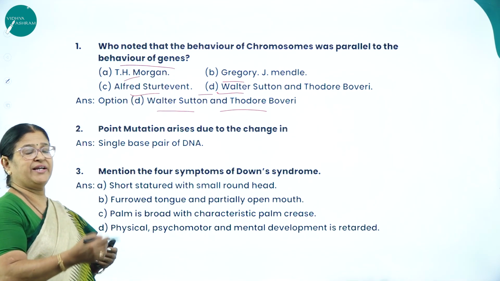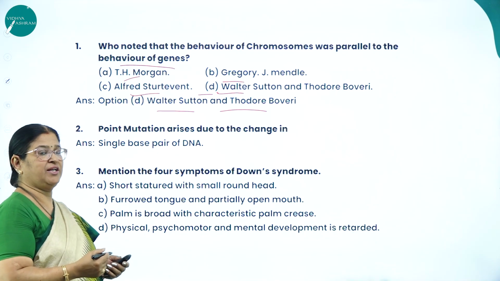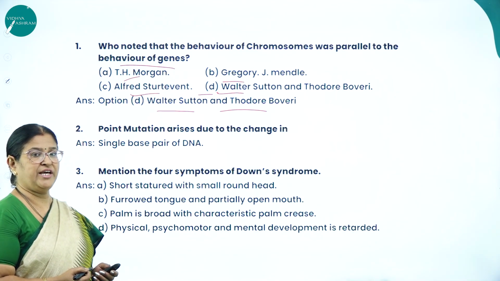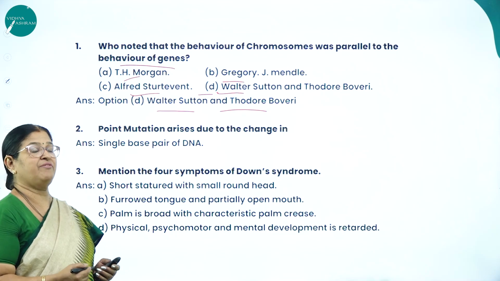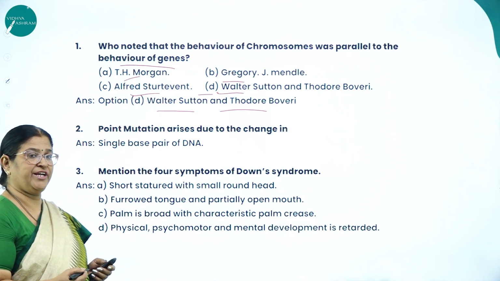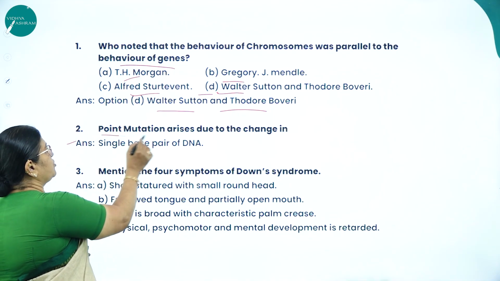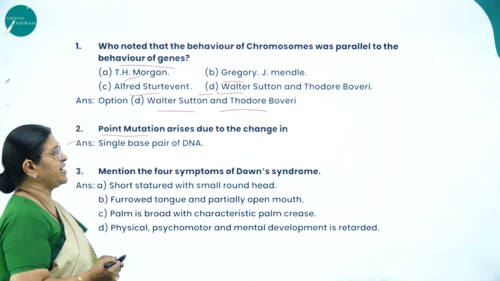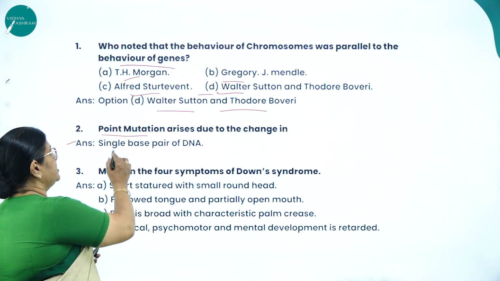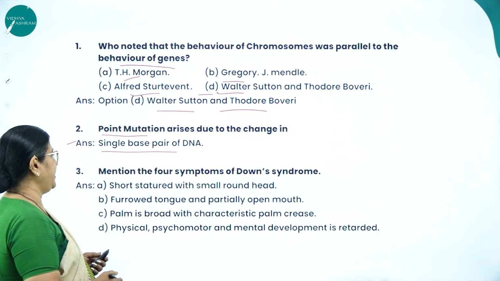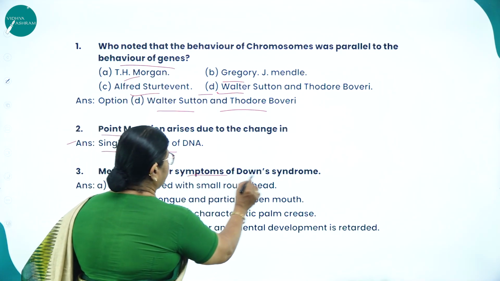So like this you might get MCQs from this chapter called Principles of Inheritance and Variation, which has a lot of weightage of 14 marks. Then moving on to questions like point mutation arises due to the change in a single base pair of DNA. Mention the 4 symptoms of Down syndrome.